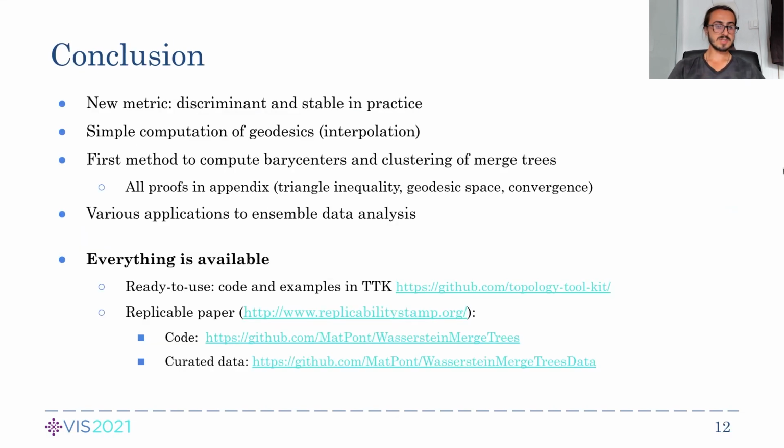To conclude, this work presents a new metric between merge trees that is discriminative and stable in practice. Thanks to the relation with the Wasserstein distance between persistence diagrams and the local normalization, we can use a simple interpolation to compute geodesics. This work proposes the first method to compute barycenters and clustering of merge trees, and we show the utility of our approach with various applications to ensemble data analysis.